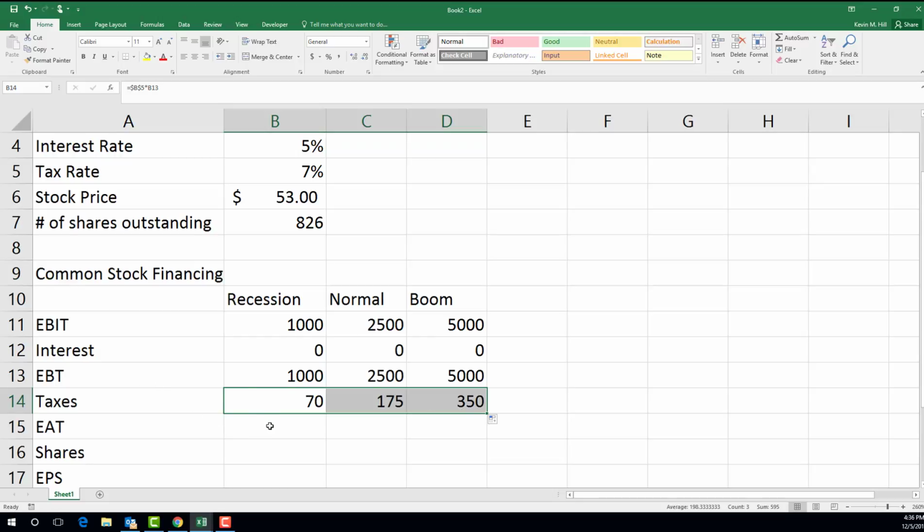So now we have earnings after taxes. This is earnings before taxes, so we're just going to go equals B13 minus B14. That'll give us 930.